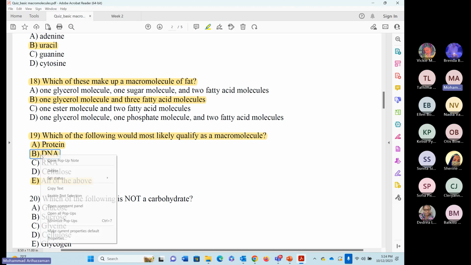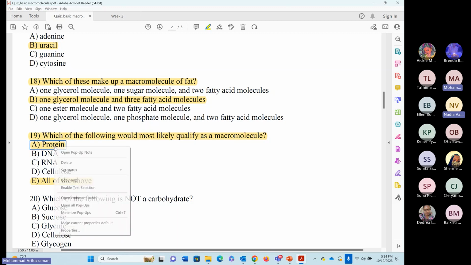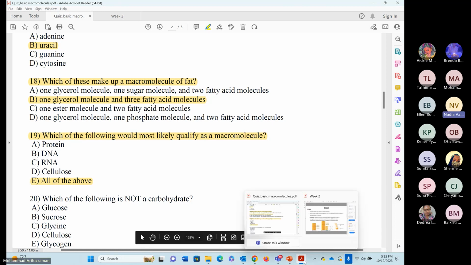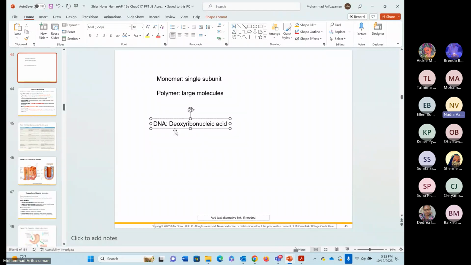Okay, let me show you why this is. Protein is a macromolecule because it is made of monomers of amino acids linked together to form protein. So that is a macromolecule. DNA and RNA are nucleic acids. That is a macromolecule. Now, what is cellulose? What is cellulose? The cell. Cellulose.